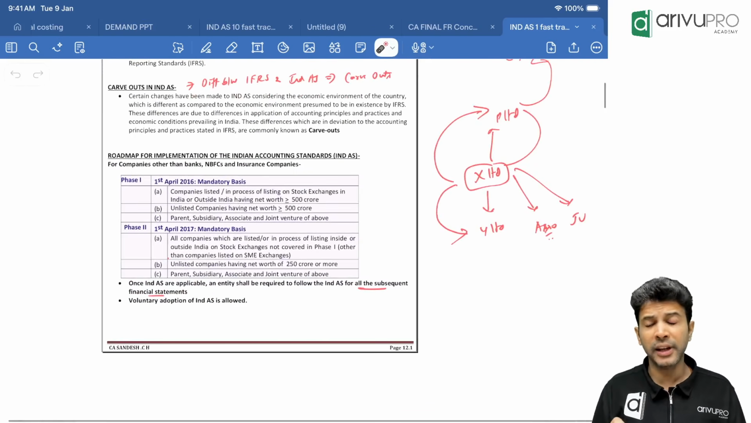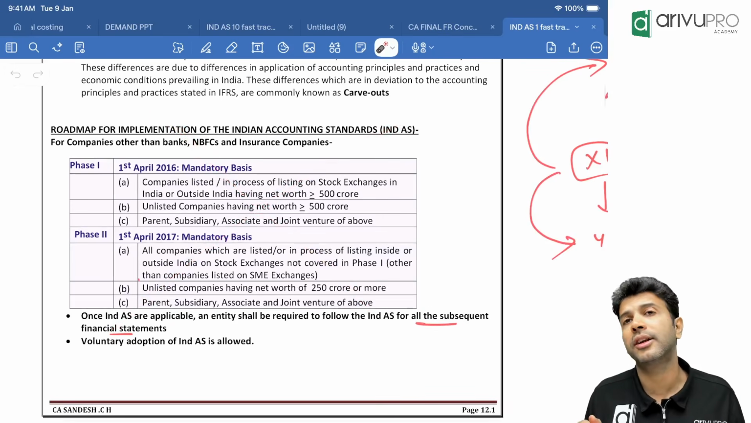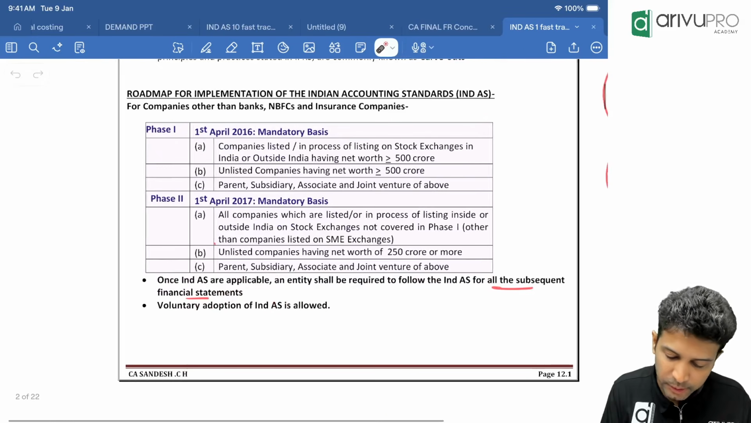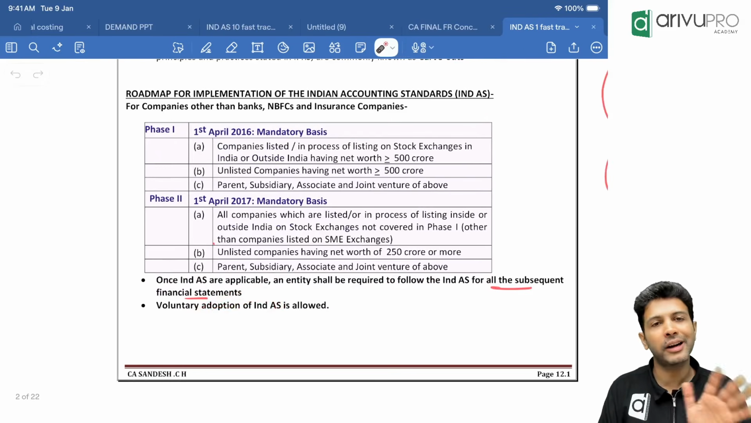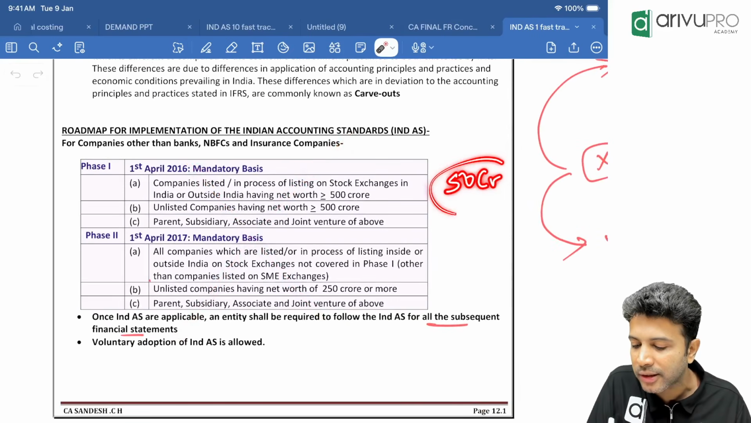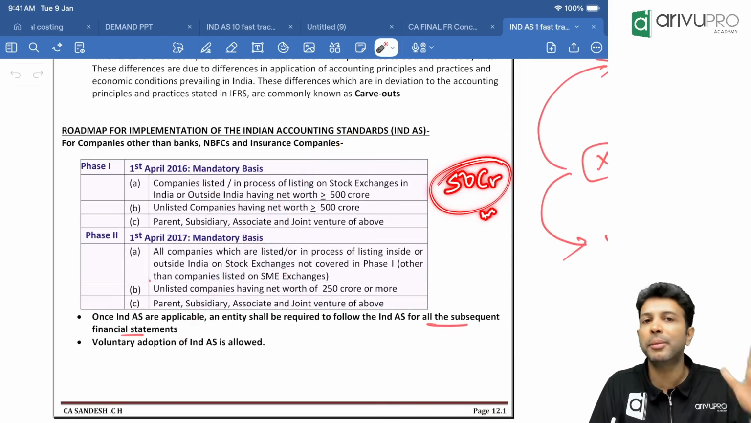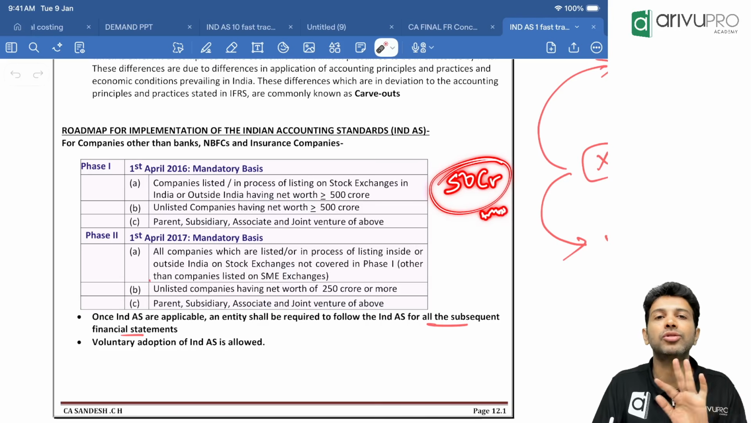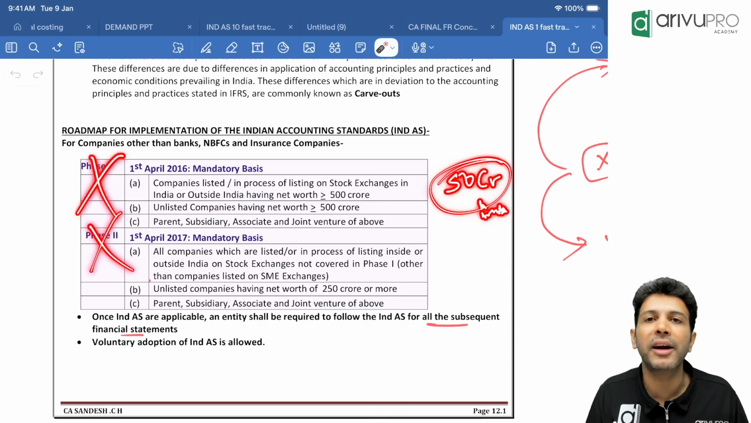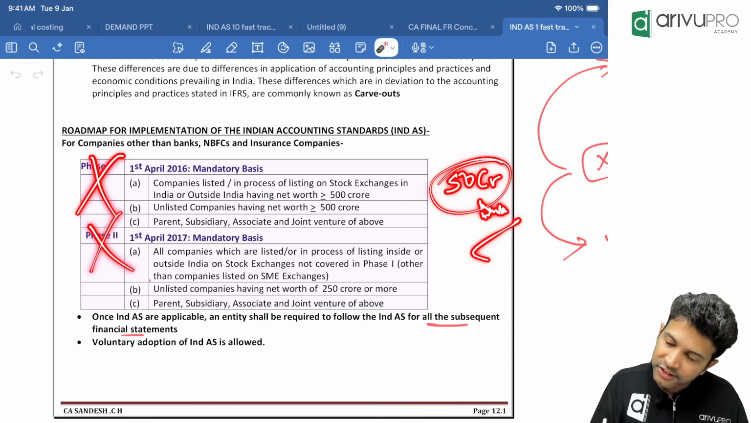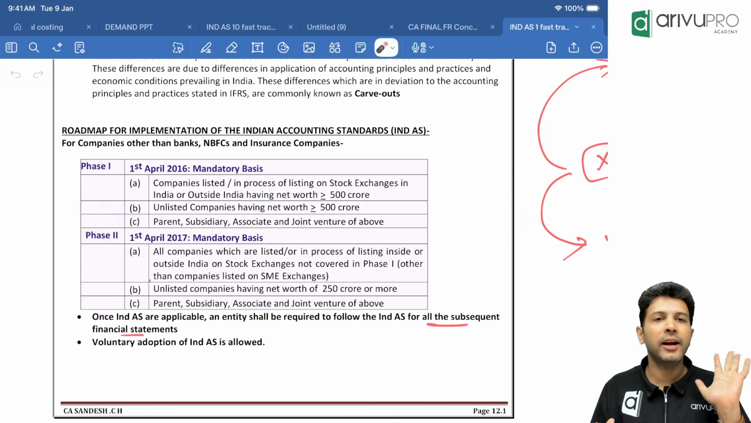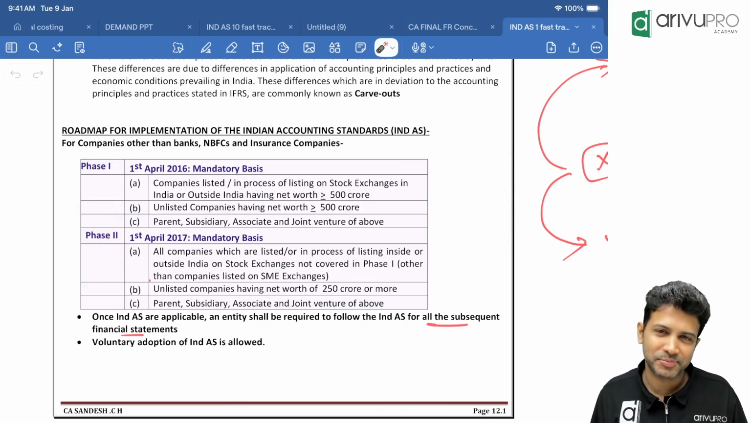So if the net worth limit is not satisfied, can a company voluntarily apply Ind AS, sir? It's permitted. Right, voluntary application. Even if these net worth limits are not satisfied, let's say there is one private limited company or an unlisted company whose net worth is only 50 crore. That means they come under neither phase 1 nor phase 2. But if they voluntarily still want to apply Ind AS, it is acceptable. Fine, that is one. And Ind AS is a permanent affair.